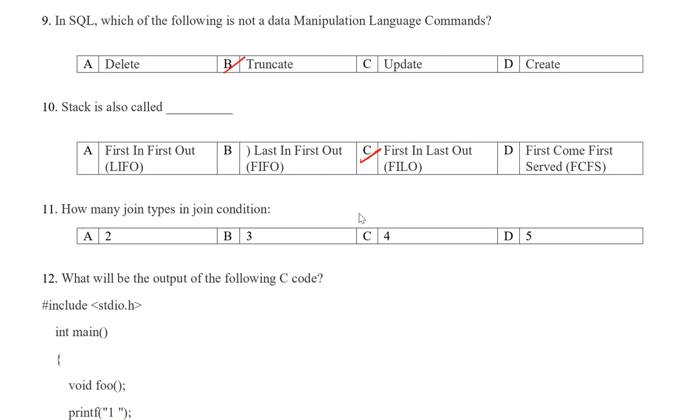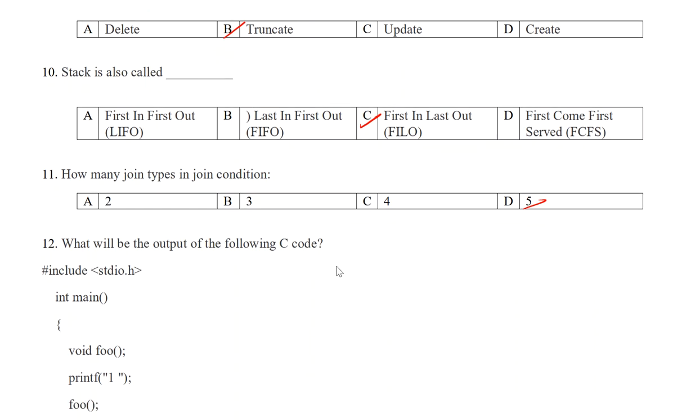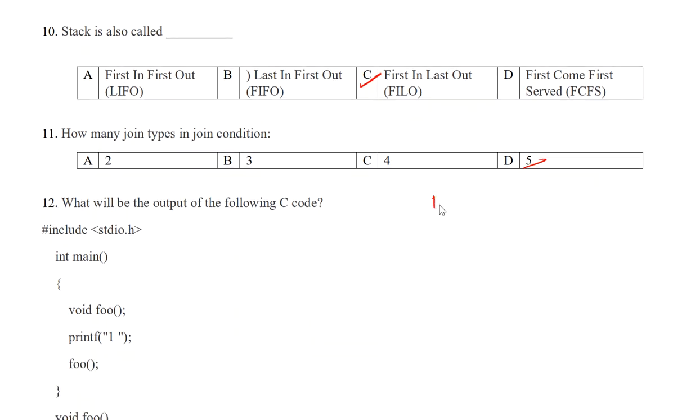Next one, 11th question. How many join types are there in join conditions? There are 5. I will write them here one by one. First one is inner join. Second one, left join. Third one is right join. Fourth one is full join. And fifth one is equi join. So these are the 5. Option D is the right option.